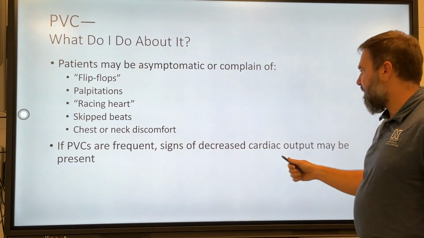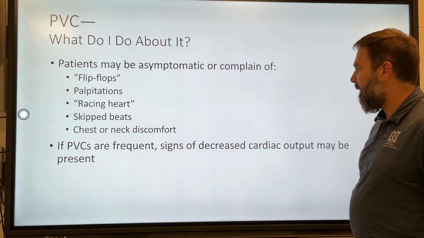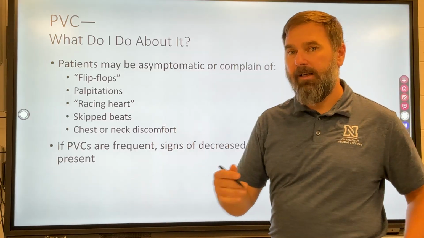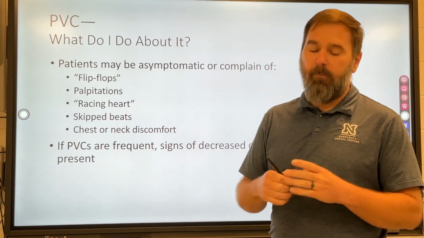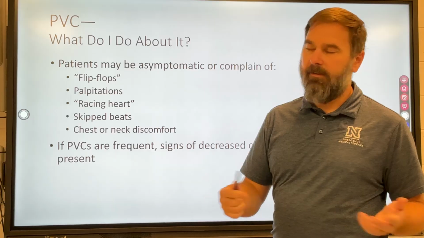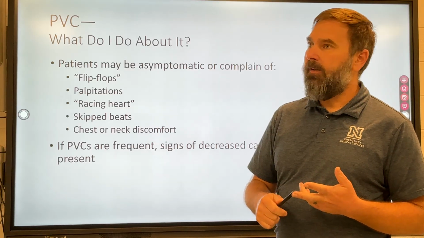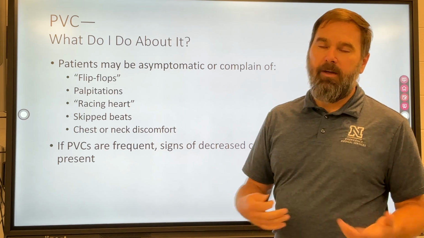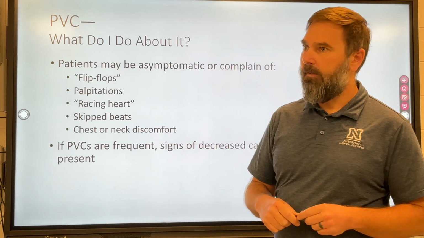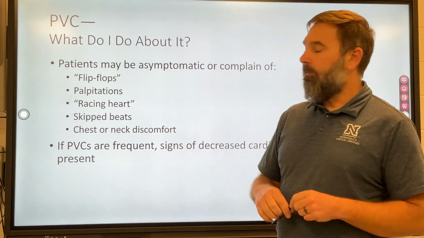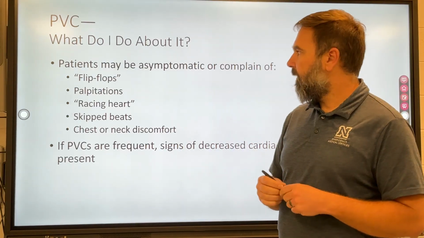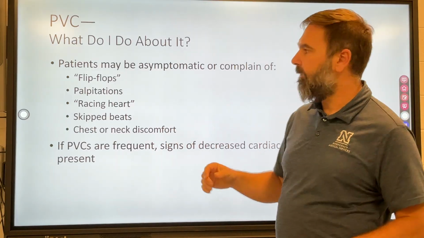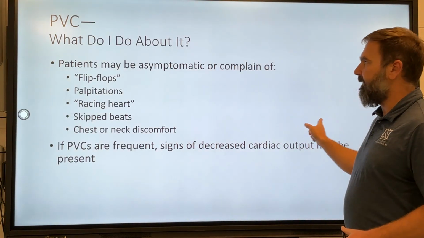If PVCs are frequent with signs of decreased cardiac output, you may need to treat. We could try oxygen if hypoxia is suspected. If it's suspected the patient has a myocardial infarction or acute coronary syndrome, then we would treat those through protocol. Or if they're really frequent, we may need to go to something like lidocaine or amiodarone to help slow those PVCs occurring.